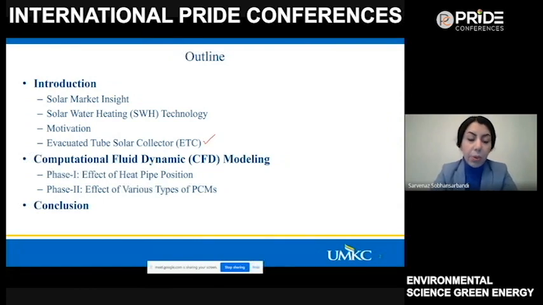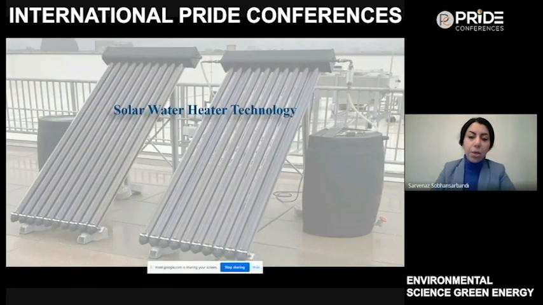So this study is focusing on computational fluid dynamics modeling of a solar collector, and there are two phases that we consider for this analysis. This is an optimization analysis of a commercially available collector. In phase one of this study, we are considering the effect of heat pipe position, whereas in the second phase, we are trying to analyze the value integration of various types of PCMs. So what are the solar water heater technologies by themselves?